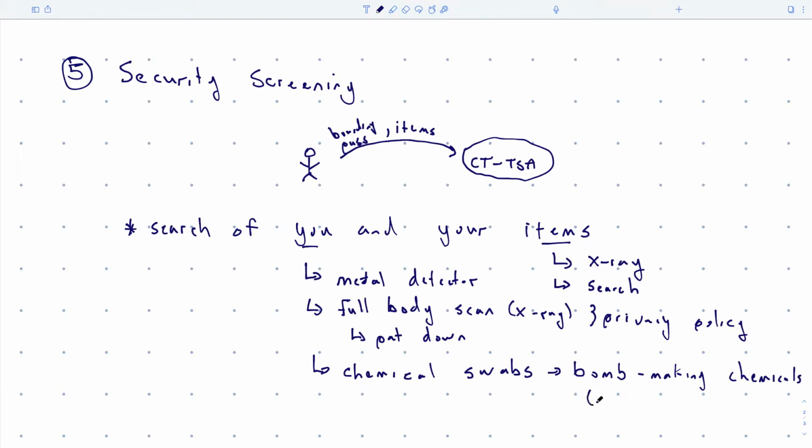It's also possible that they're looking for illicit drugs. I'll put a question mark. I don't think it is the case, but I'm not 100% sure.